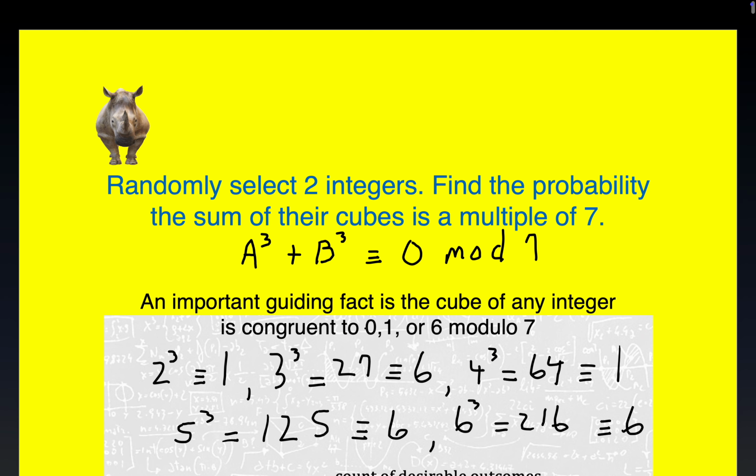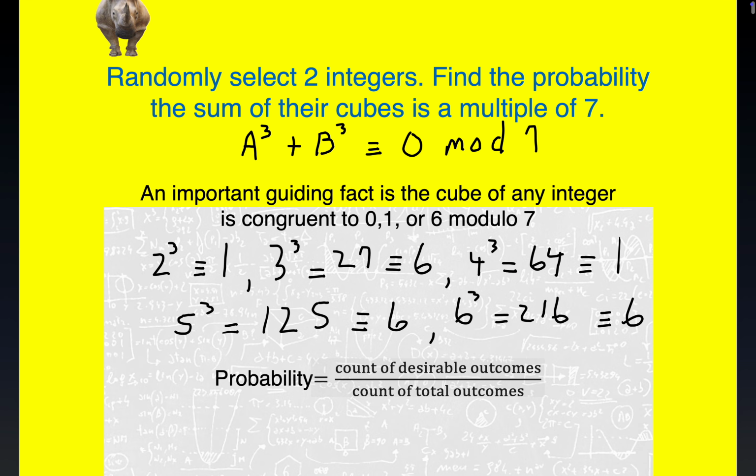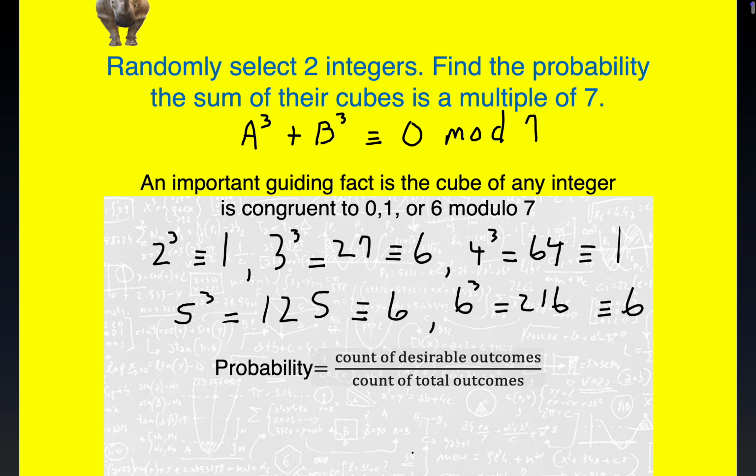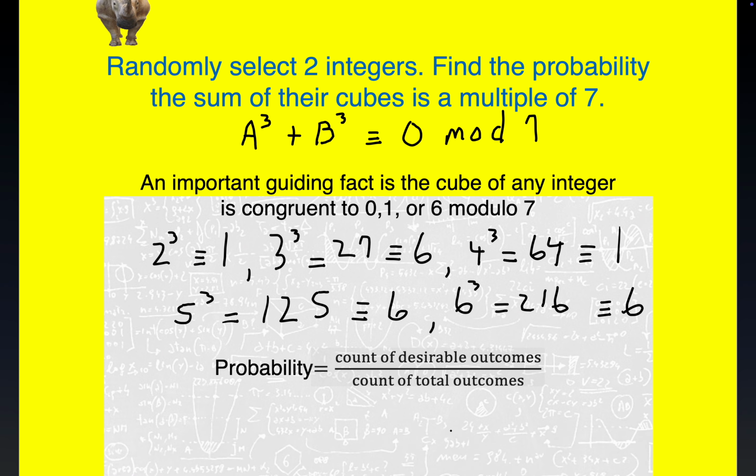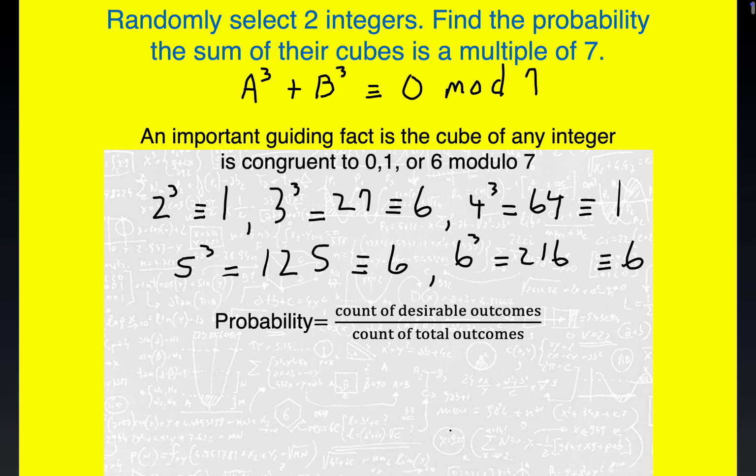Now, why is that important? Well, that means there's only 3 possible outcomes for a cubed number as far as what it's congruent to, modulo 7. Okay? And so that means there's 3 times 3 total outcomes as far as this experiment, if you want to call it, is concerned. So we'll write this down. The probability we're interested in, the total number of outcomes is certainly 3 times 3, right?